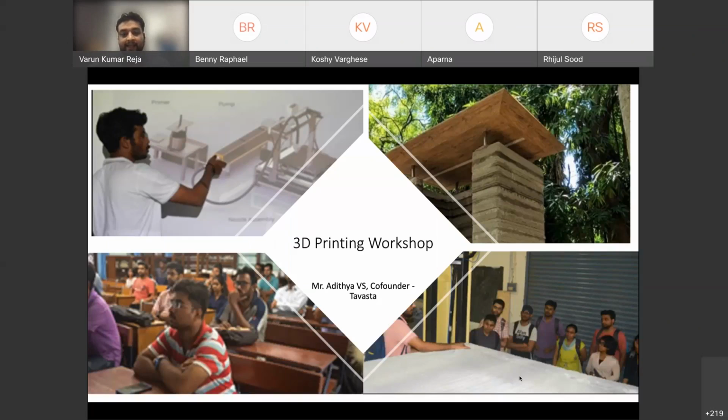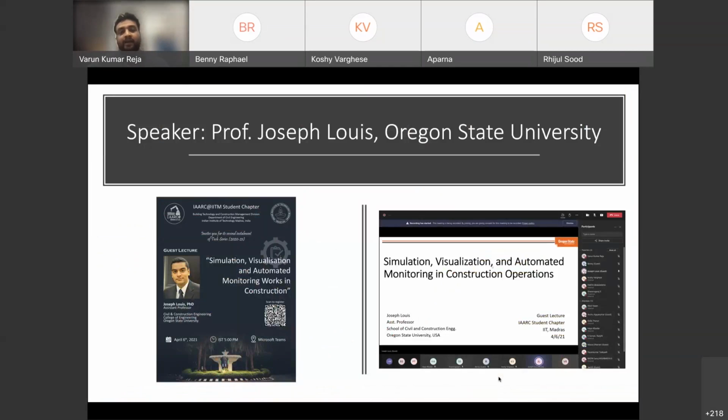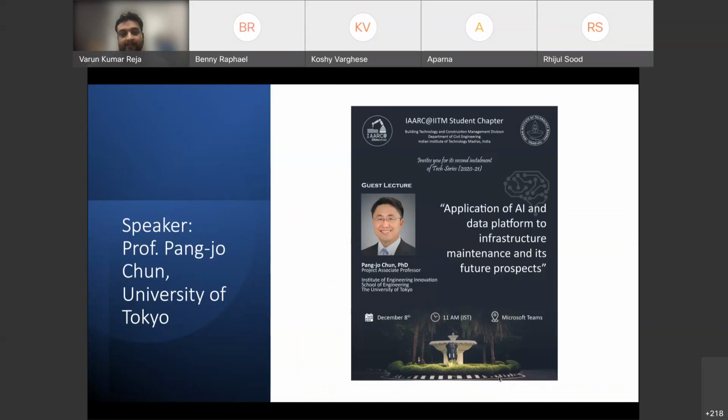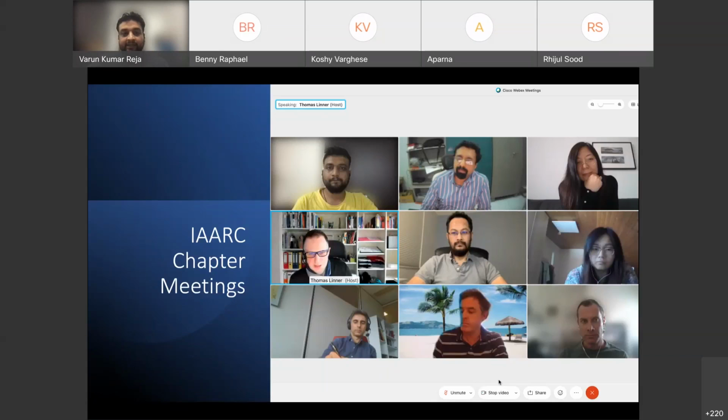And so we had a discussion session with him. He presented the 3D printing technology they have been working on, and we also had a demonstration of a 3D printer. We also had a few international speakers in the past, like Professor Joseph Lewis from Oregon State University and Professor Pang Jo-chun from University of Tokyo, who came to talk on AI and deep data platform for infrastructure management. So these kinds of events we generally keep on having.